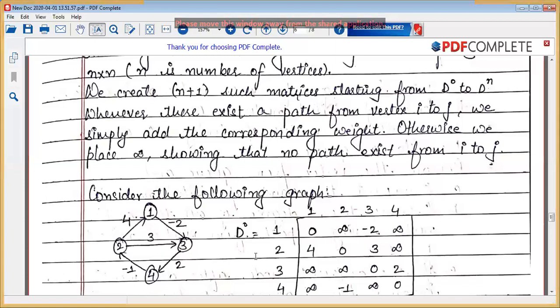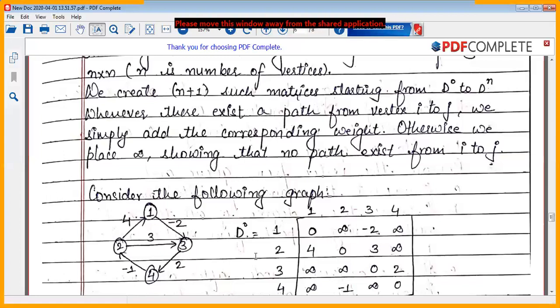Similarly, you can see the path from 1 to 3. So there is a direct edge. The cost is -2. So we have written the corresponding weight. Now there is no direct edge from 1 to 4. Therefore, 4 is not reachable from 1 directly. We have written infinity. Similarly, we complete the matrix.